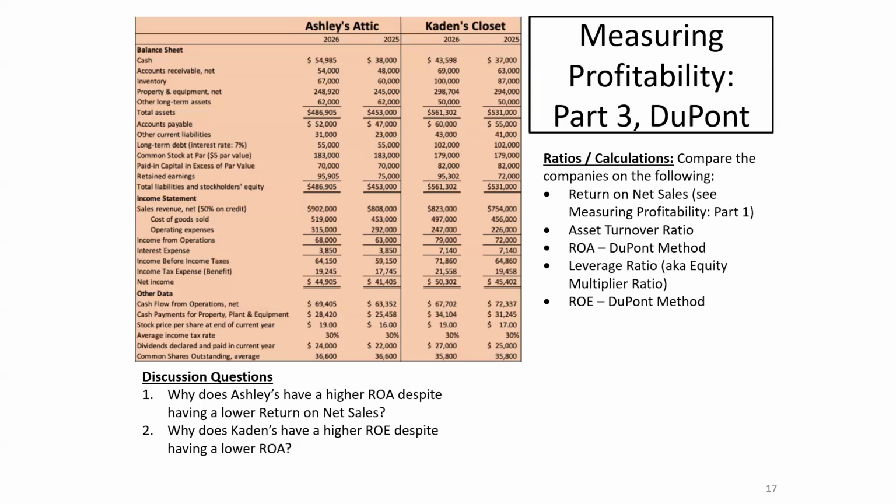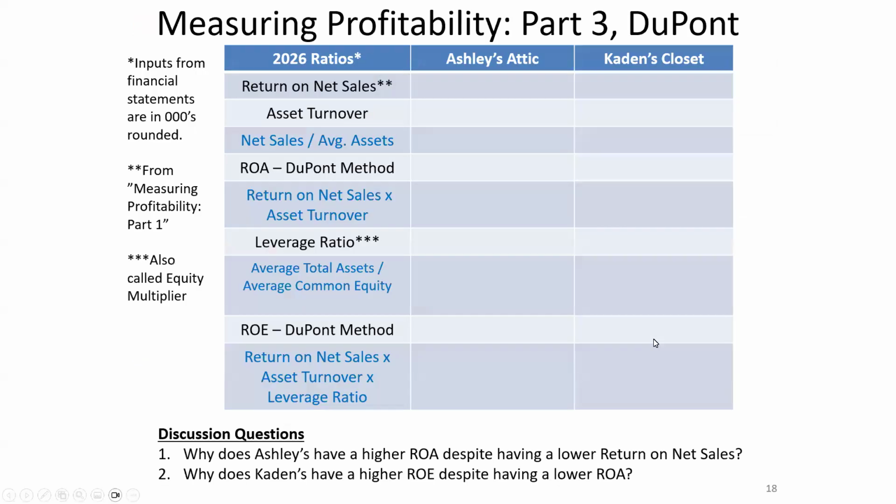So as we're preparing this, two questions for you to think about. One, why does Ashley's Attic have a higher ROA despite a lower return on net sales? And two, why does Kadens Closet have a higher ROE despite a lower ROA? So to understand these questions, we're going to work through some of these ratios.